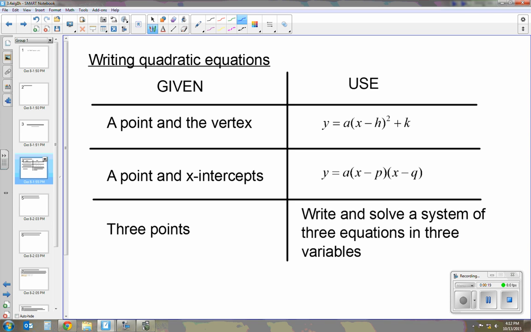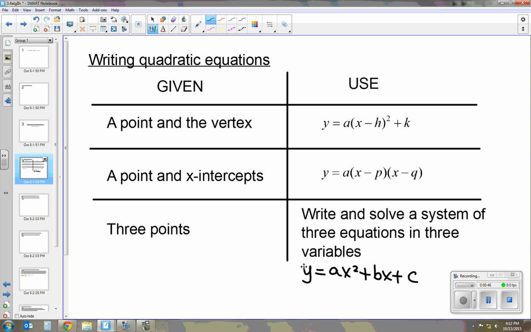Okay, so the first one is if I give you a point and the vertex, you're going to use vertex form. If I give you a point and x-intercepts, you're going to use intercept form. And the very last one, if I give you 3 points, you can write and solve a system of 3 equations and 3 variables, and you're going to use standard form, which is y equals ax squared plus bx plus c. So we use standard form for that.